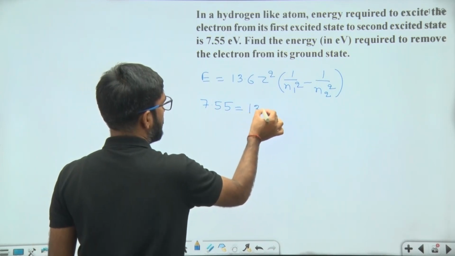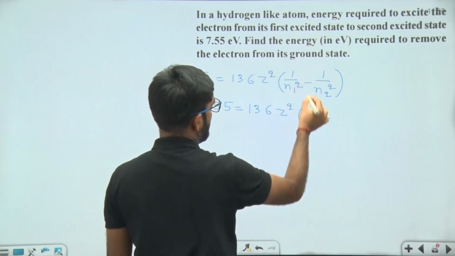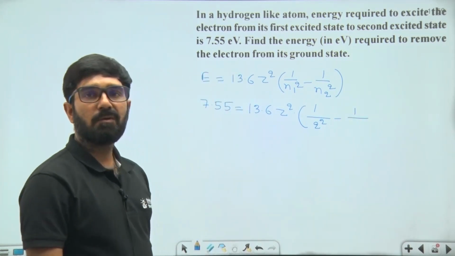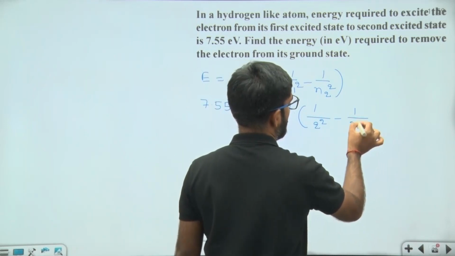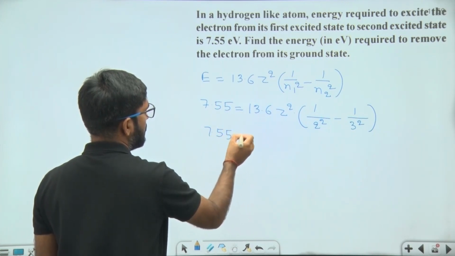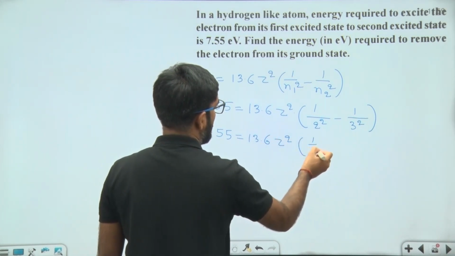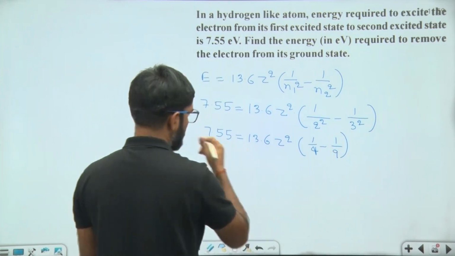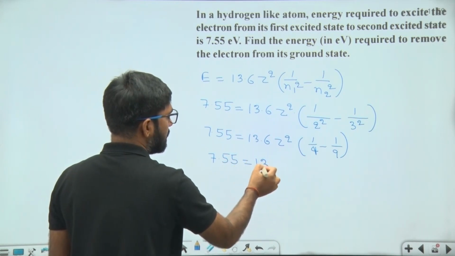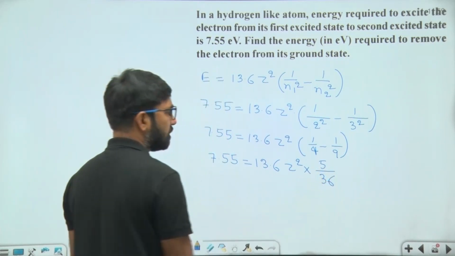Put this value: E = 7.55 electron volt. This is equal to 13.6 × Z² × (1/n₁² − 1/n₂²). For the first excited state the value of n₁ is 2, so 2 square, minus, for the second excited state the value of n₂ is 3, so this will be 3 square. On solving this we get 7.55 = 13.6 Z² × (1/4 − 1/9). This will be 7.55 = 13.6 × Z² × 5/36.